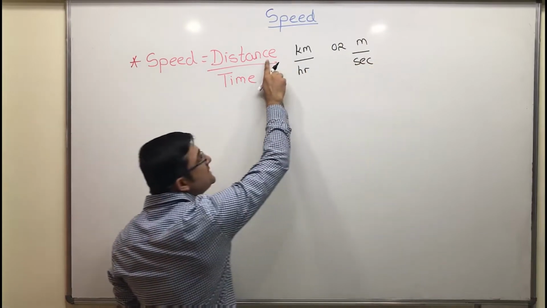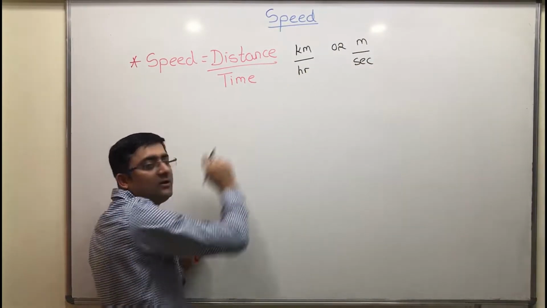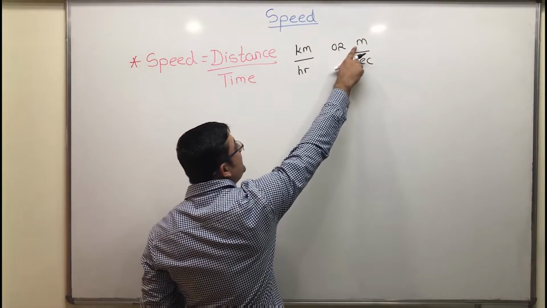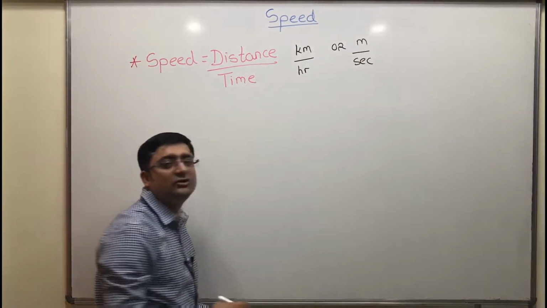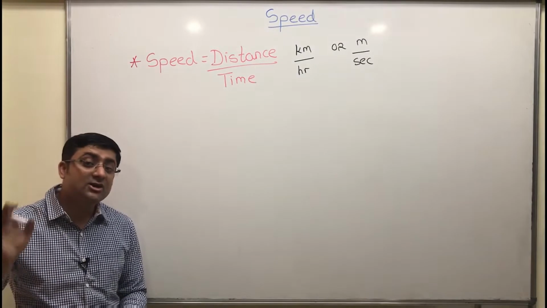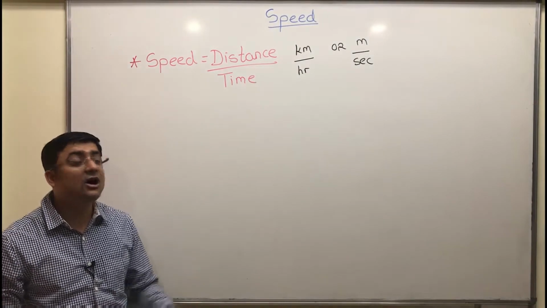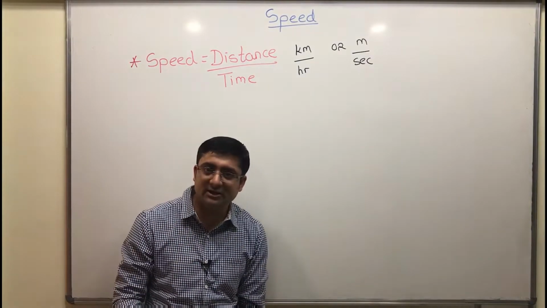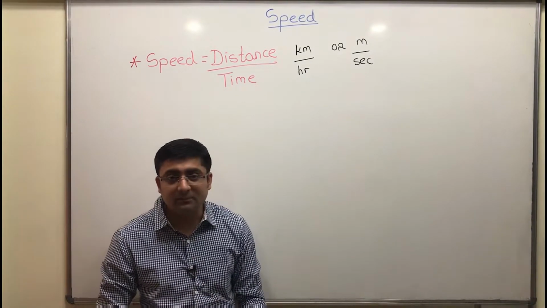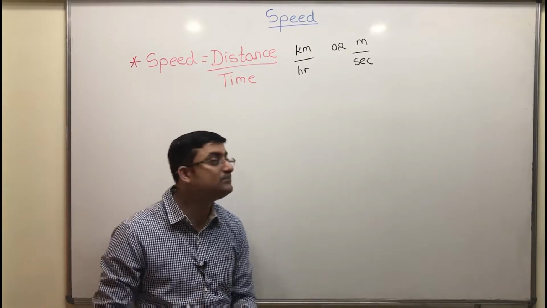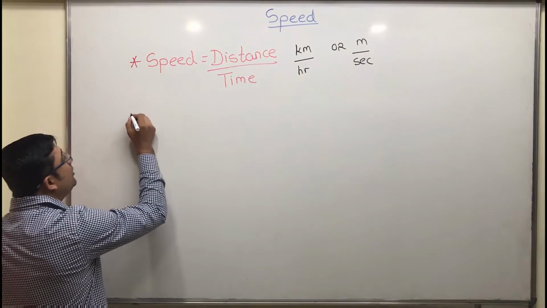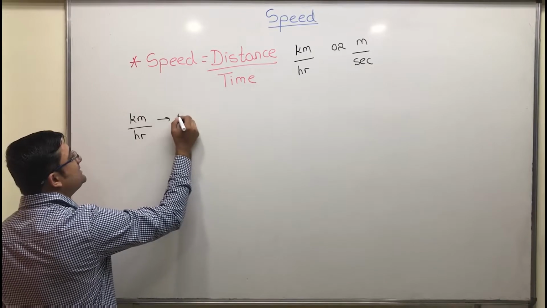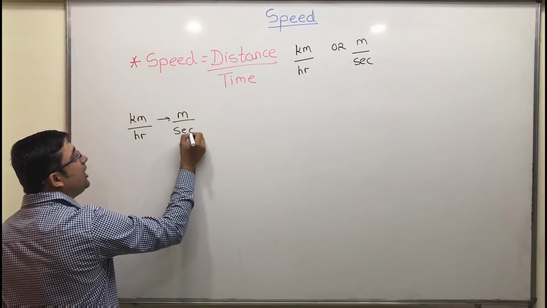So if you take distance in kilometers and time in hours, you'll get the speed in kilometers per hour. And if you take distance in meters and time in seconds, you'll get the answer in meter per second. Now in this video, we're going to learn how we convert between these two. That means let's say I give you a speed in kilometers per hour. How do you convert it in meter per second and vice versa? So let's begin. So see, we want to convert kilometer per hour to meter per second. So how do we do it?